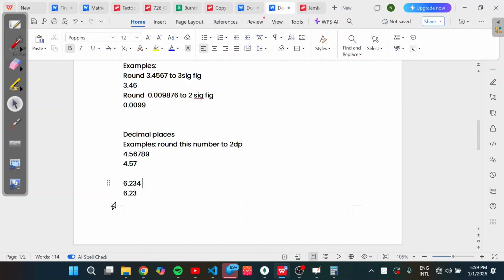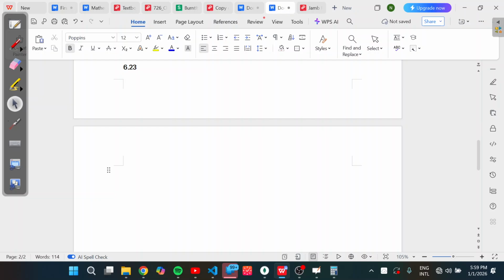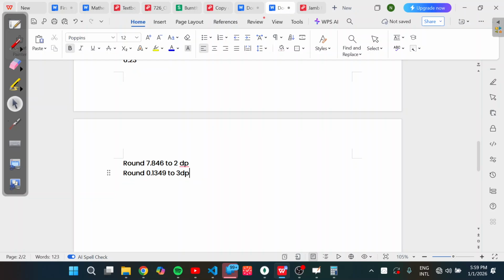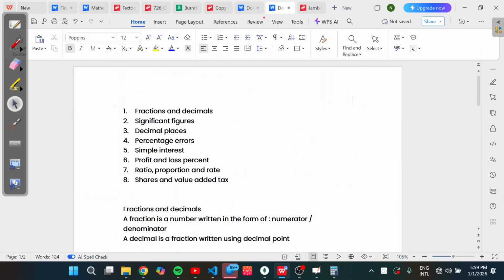Okay, so let me give you guys some exercises on this. You can solve it and drop your answer in the comment section. I would respond to it. So round 7.846 to 2 dp and round 0.1349 to 3 decimal points. Okay, so these are your exercises. So we're done with the third topic.